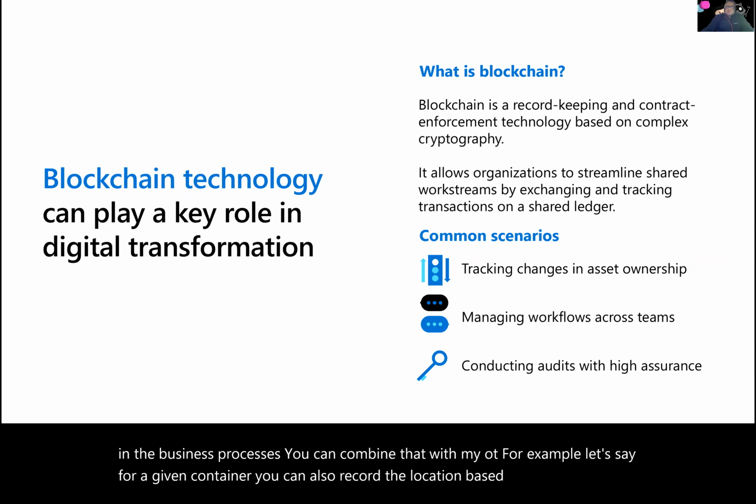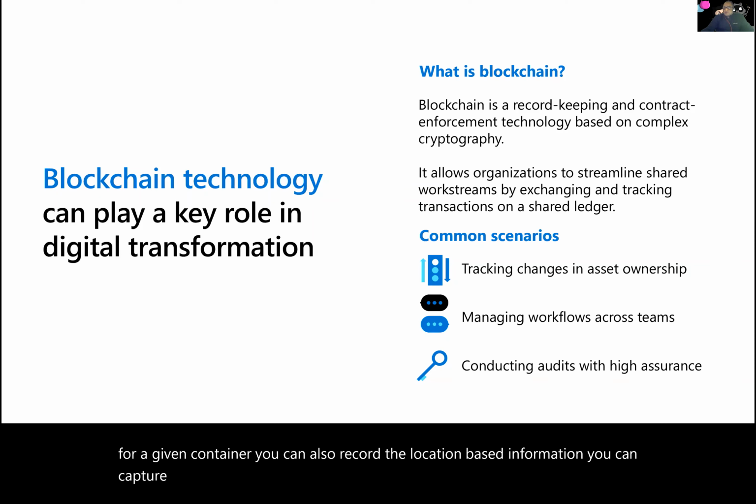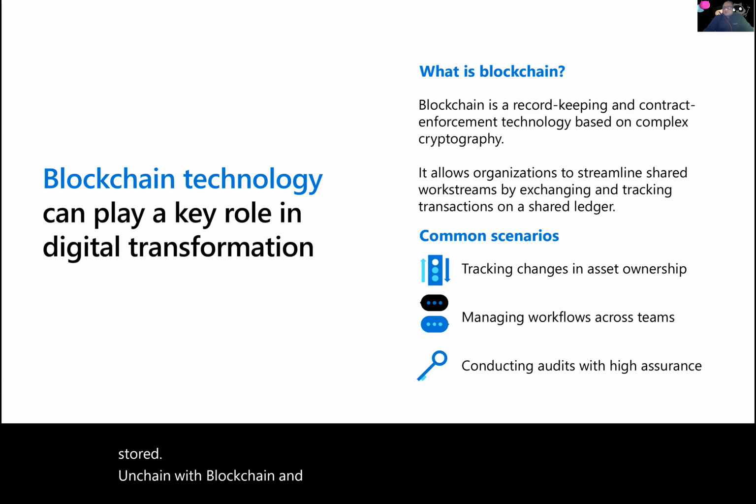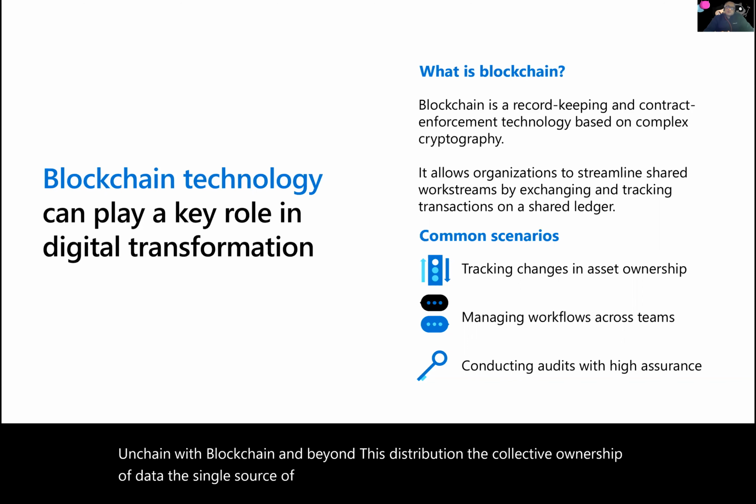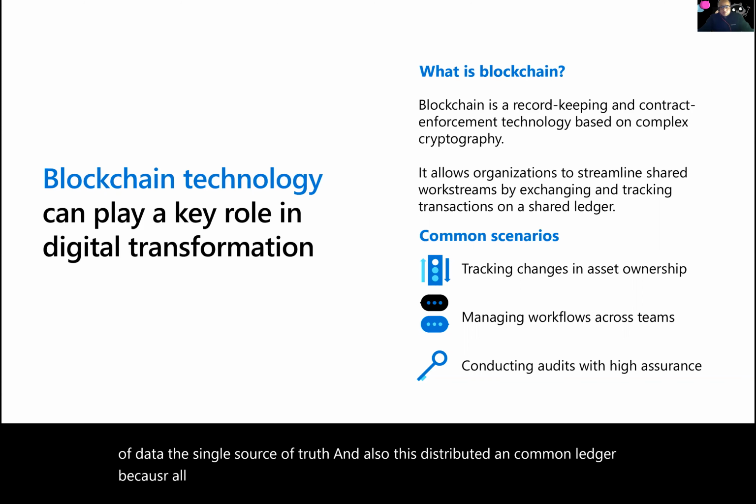You can capture the location information from, say, a remote GPS. You can read an RFID tag, for example. And then you can have all that data stored on chain with blockchain. And beyond this distribution, there is the collective ownership of data, the single source of truth, and also this distributed and common ledger, because all members and all participants in a blockchain network share this common ledger.